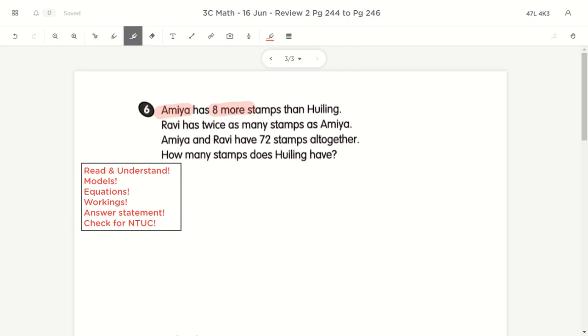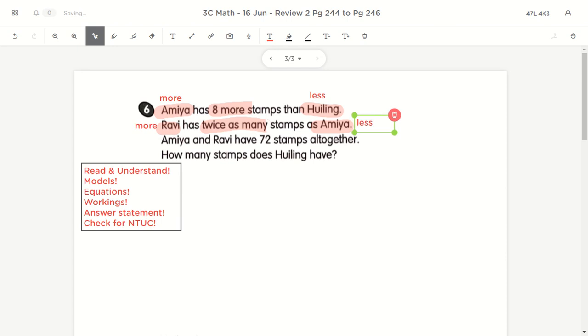Amia has 8 more than Hui Ling. Amia has 8 more than Hui Ling, means Amia must have more. And if Amia has more, Hui Ling must have less. Okay, next sentence, Ravi, on the other hand, Ravi has twice as many as Amia. So Ravi has twice, Ravi must have more. And Amia must have less. So the more and less concept must be very clear.